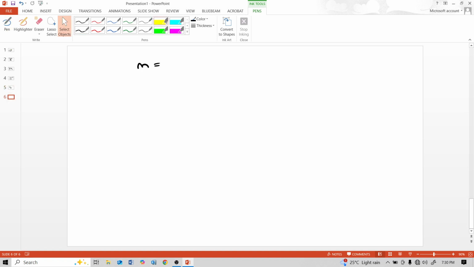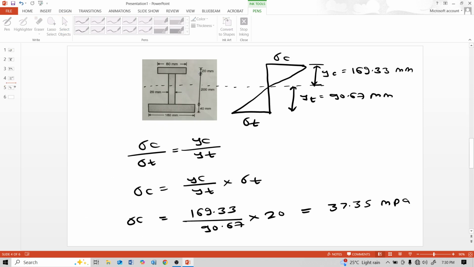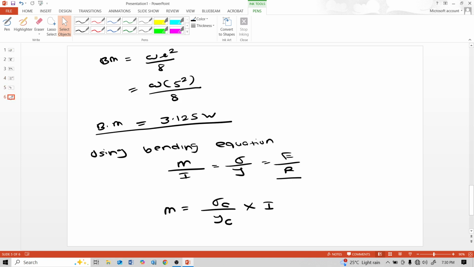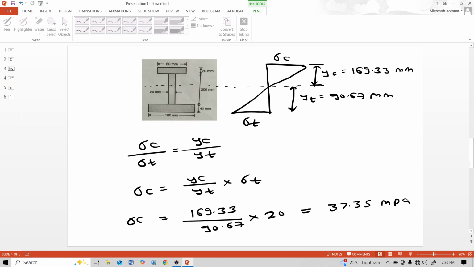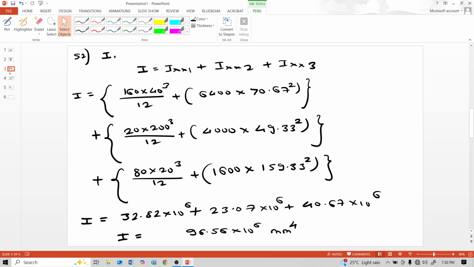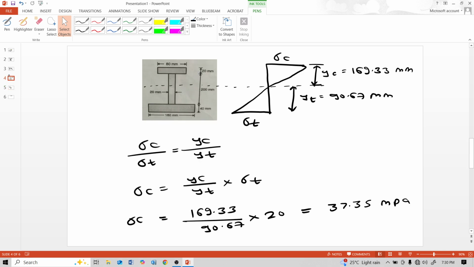So M is equal to sigma C, 37.35, multiplied by I, 96.56 into 10 raised to 6, divided by YC, 169.33.